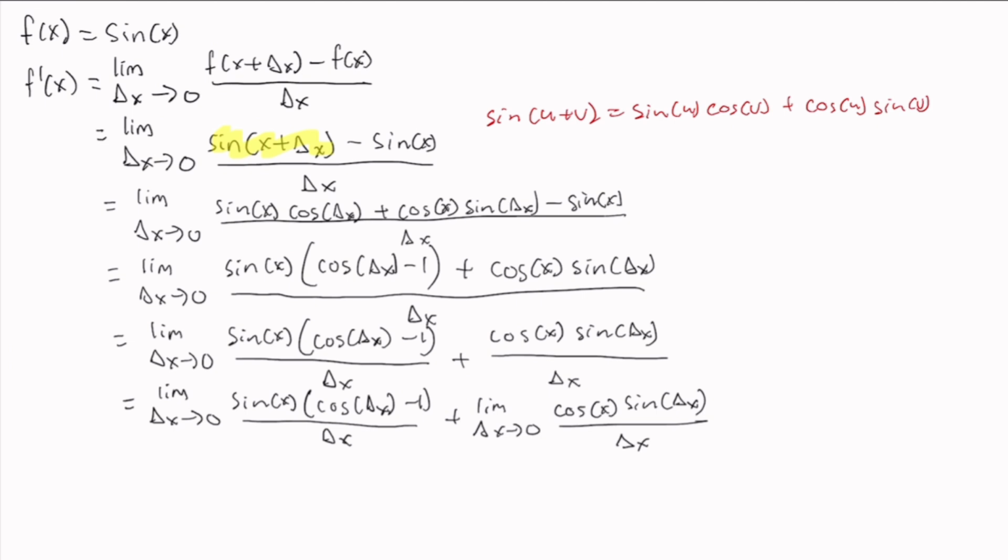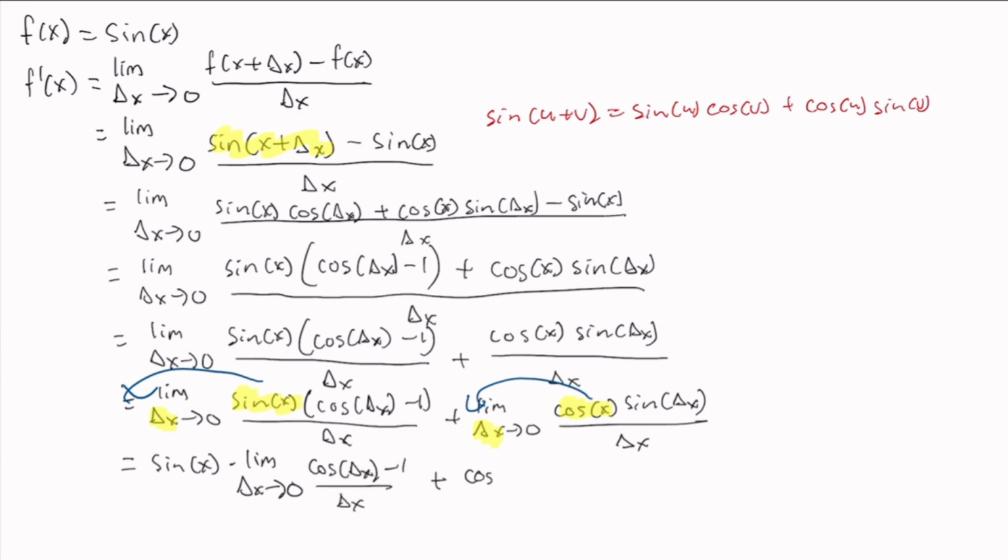Since we're taking the limit as delta x approaches 0, we can treat the sine of x and the cosine of x as constants, essentially. What I mean by that is we can take these two outside here. So we can equate it to sine of x times the limit as delta x approaches 0 of cosine of delta x minus 1 over delta x, plus cosine of x times the limit as delta x approaches 0 of sine of delta x over delta x.